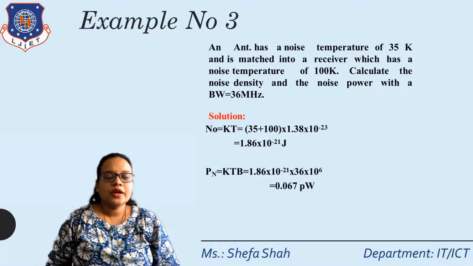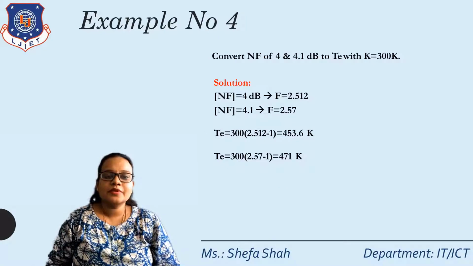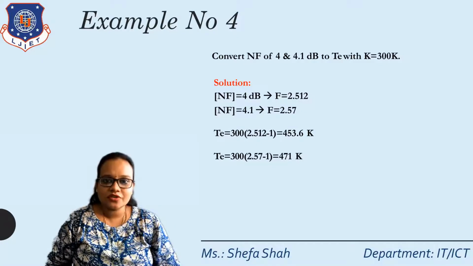Now next, example 4. Example 4 asks to convert a noise figure NF of 4 dB and 4.1 dB to TE, with K equal to 300 Kelvin. Here the noise figure has been given in terms of dB, so first we need to convert it. We need to find the value of TE with respect to NF equal to 4 and NF equal to 4.1.